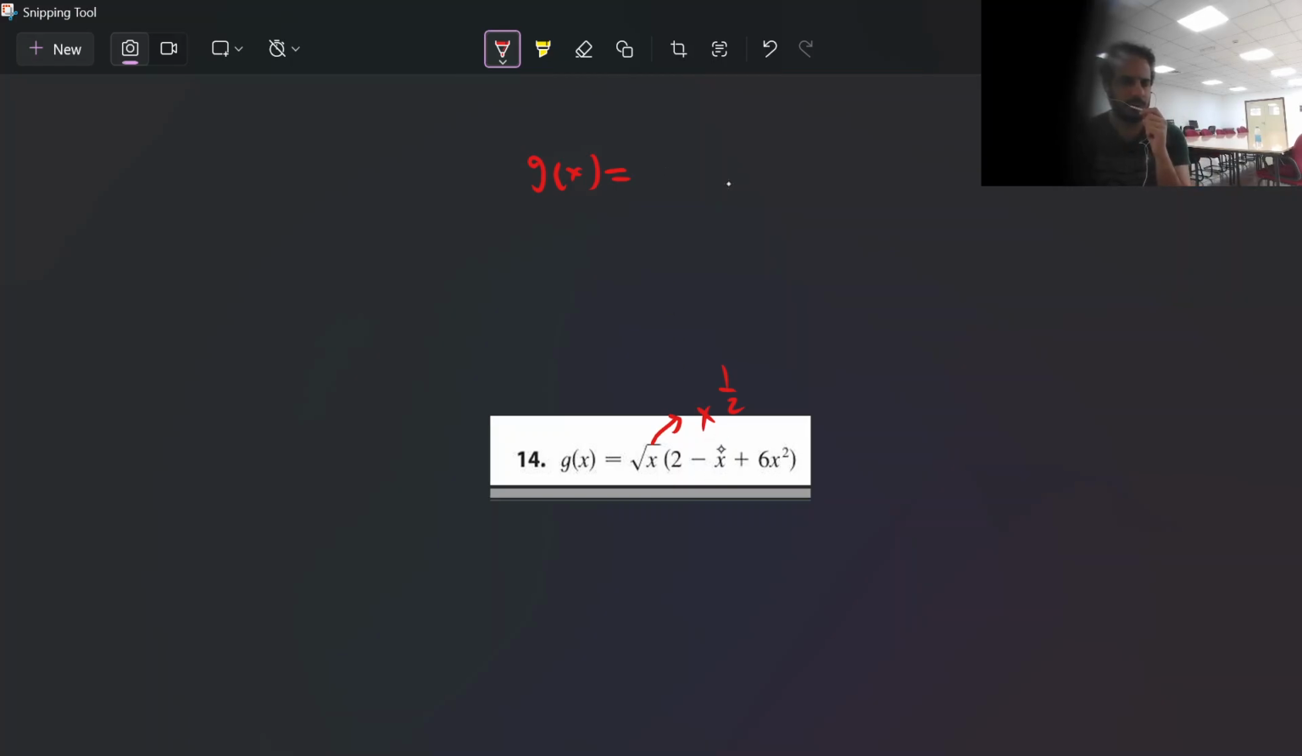We multiply, right? 2x to the half, then minus x to the half times x, it becomes half plus 1. Half plus 1, 3 over 2. Plus 6x squared plus half, 5 over 2. 5 over 2.